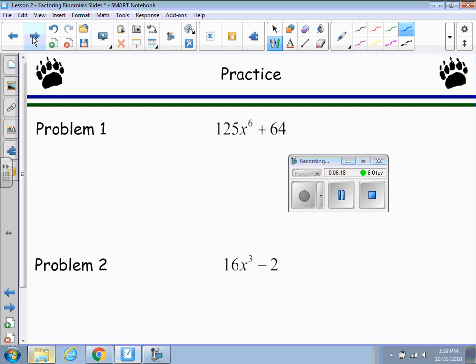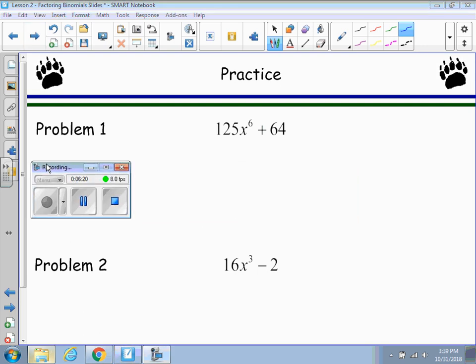There are 2 more practice problems. If you want to pause the video and try them yourself, go for it. If you would like to follow along with me, I'm going to do the next one and the following. So 125x to the 6th plus 64. Is there a GCF other than 1? No. How many terms? 2. Are they squares, cubes, or neither?